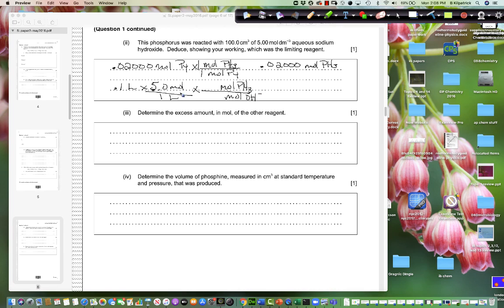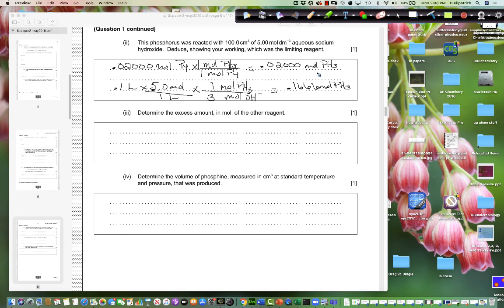Remember, that's just the sodium hydroxide. So moles on top of moles, there's 1 phosphine for every 3 moles of that. So when I solve for that, I'm going to get 0.166 moles of phosphine.